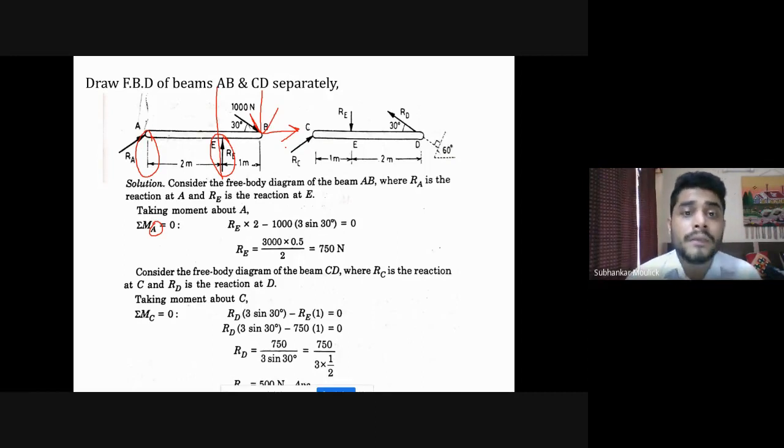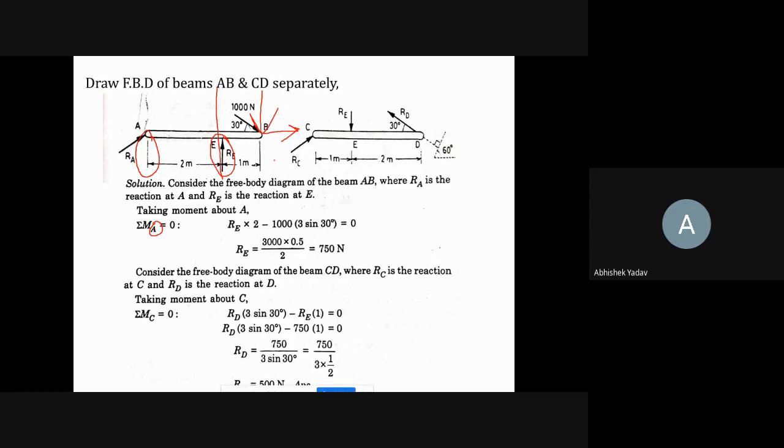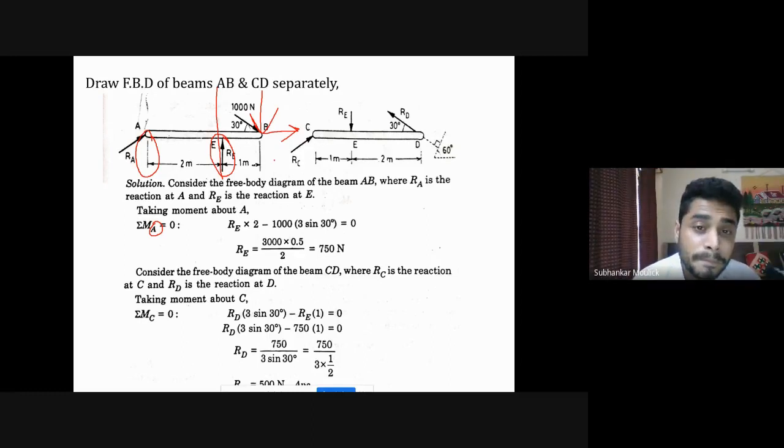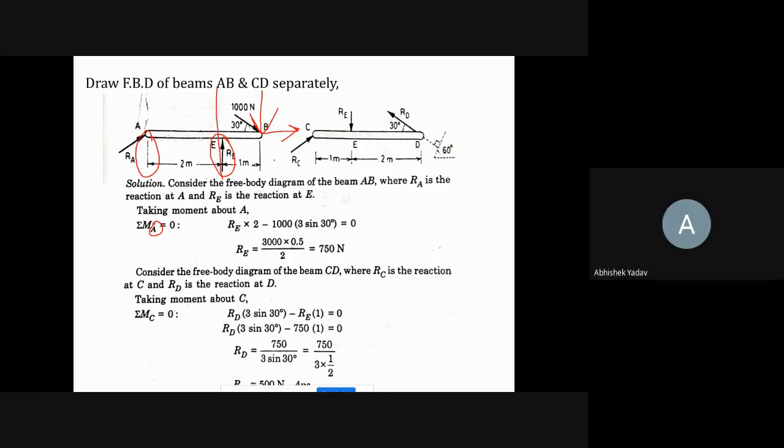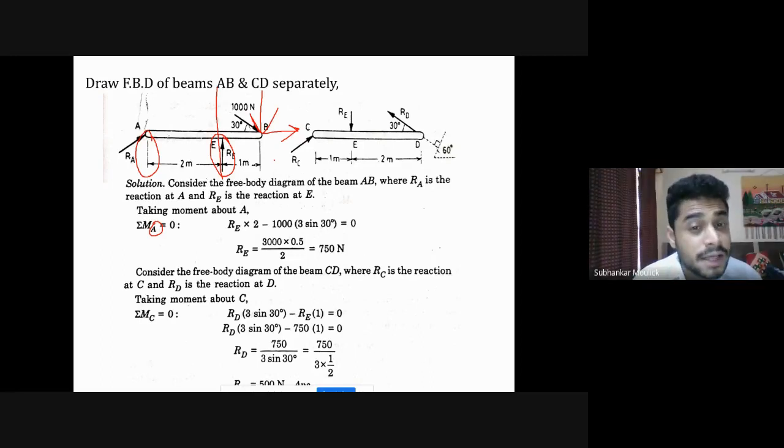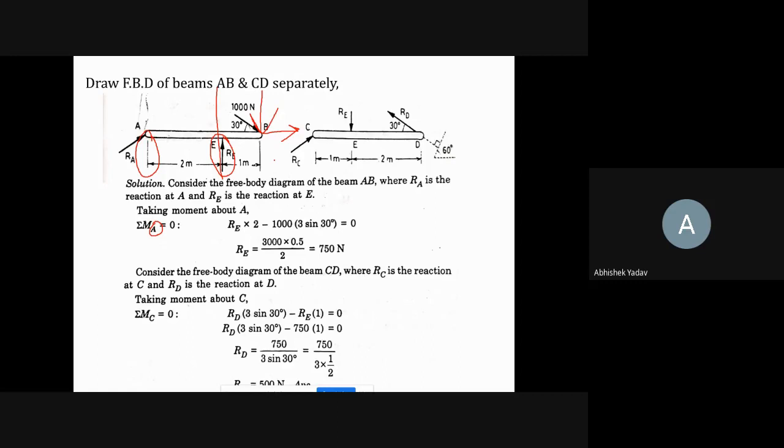So can you tell me whether we will be taking both the components, 1000 cos 30 and 1000 sin 30, for calculating the moment, or only one component? My question is whether we will take 1000 cos 30 into the entire distance 3 meter, or 1000 sin 30. Sir, only one component will be required. Which component will I take? Sir, the sine one. Why will I not take the cos one? What is the reason?